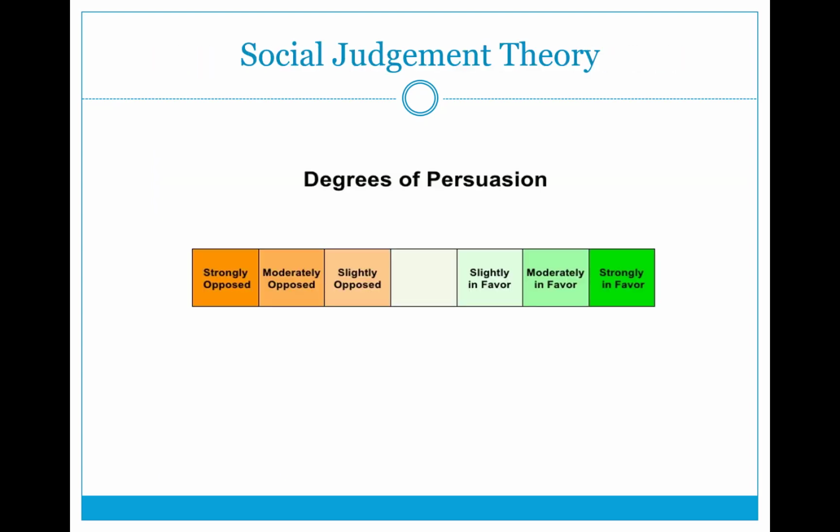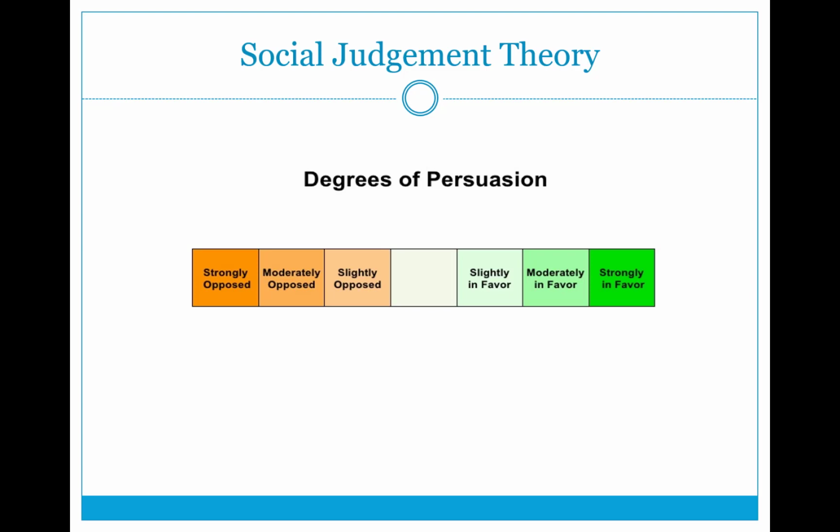One of the first things we want to talk about is something called social judgment theory. And what this means is that when you're thinking about an audience and giving a speech on something, you have to think about the degrees of persuasion that are allowable. So all the way on the left-hand side, you have strongly opposed, and all the way on the right-hand side, you have strongly in favor. And one of the things you want to think about is, based on your topic and based on your audience, how likely is it that you're going to be able to move them along this spectrum?